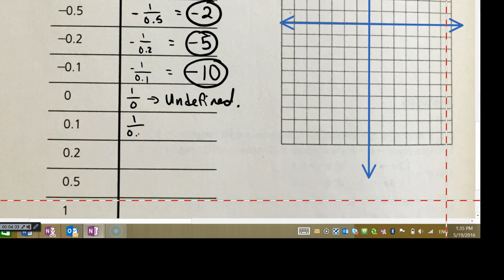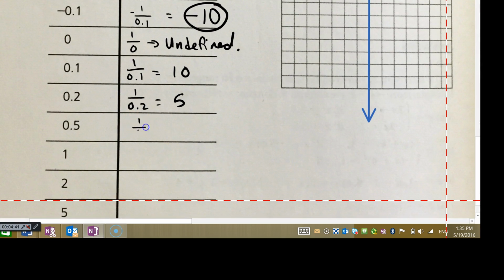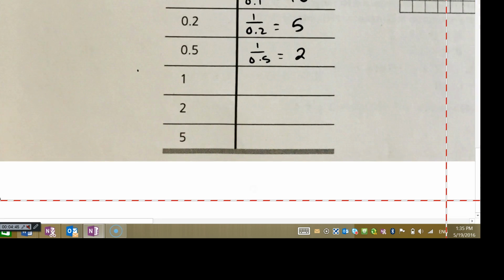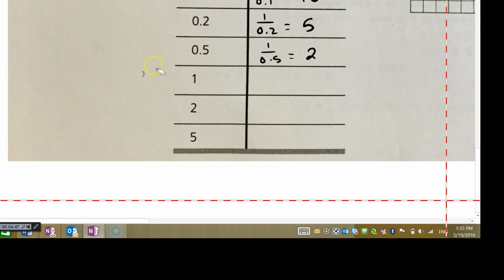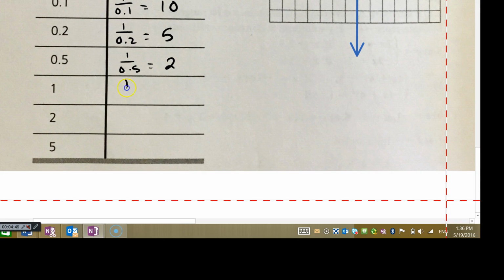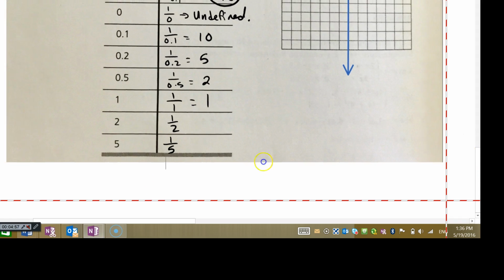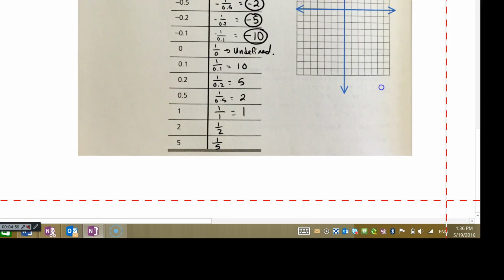1 over 0.1 is 10. 1 over 0.2 is 5. 1 over 0.5 is 2. 1 over 1 is 1. 1 over 2 is just half. And then 1 over 5. So what I want to do is I want to plot these things.